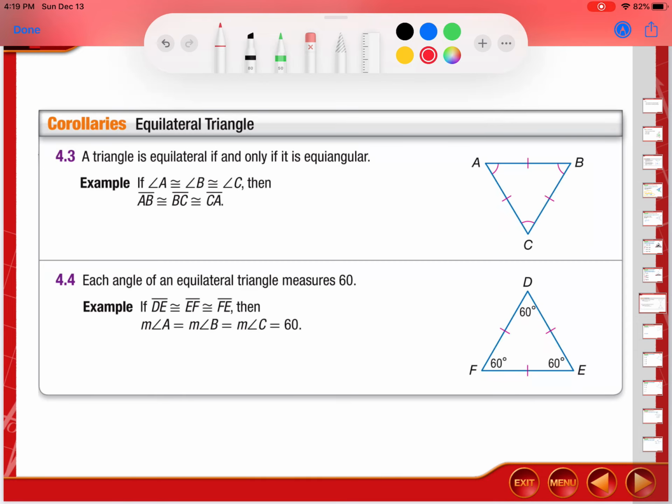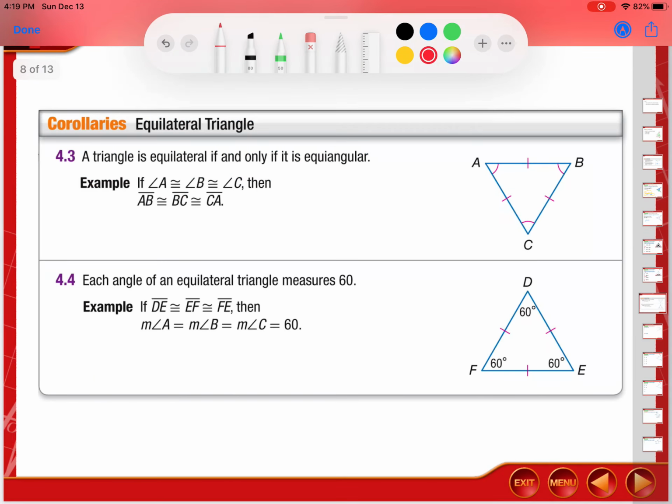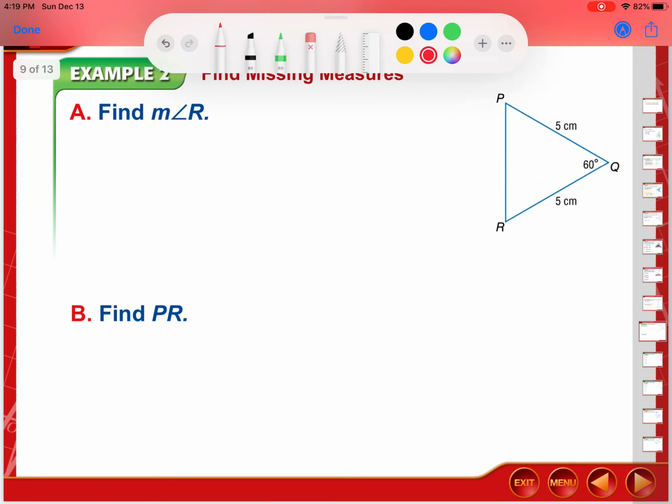So equilateral triangles are not wildly terrible. What is important to remember here, though, is sometimes we might be using these isosceles triangle theorems to prove that something is an equilateral triangle, which I know is counterintuitive, but we'll get into more of why and how that happens in the next couple problems. So our first problem here, they tell us that we need to find the measure of angle R, and we need to find the length of PR. So let's focus on angle R first.